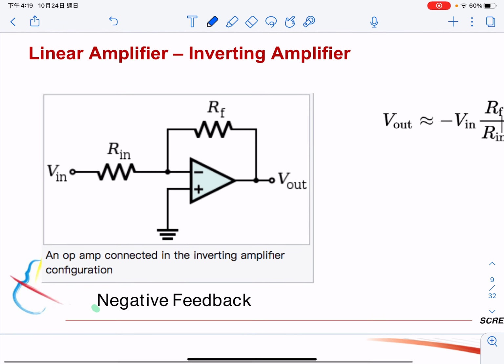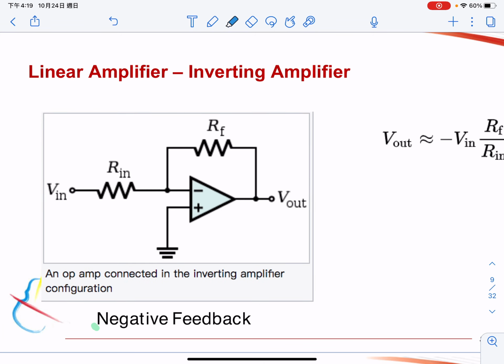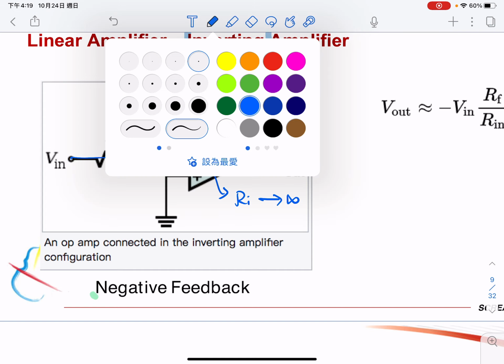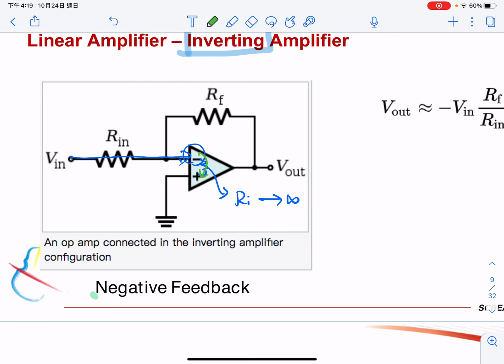This is the operational amplifier, and this is what we call an inverting amplifier, meaning that the input comes in from the inverting terminal. Because we have very high input impedance, which goes to infinity, the current flowing into it, the I here, will be close to 0.